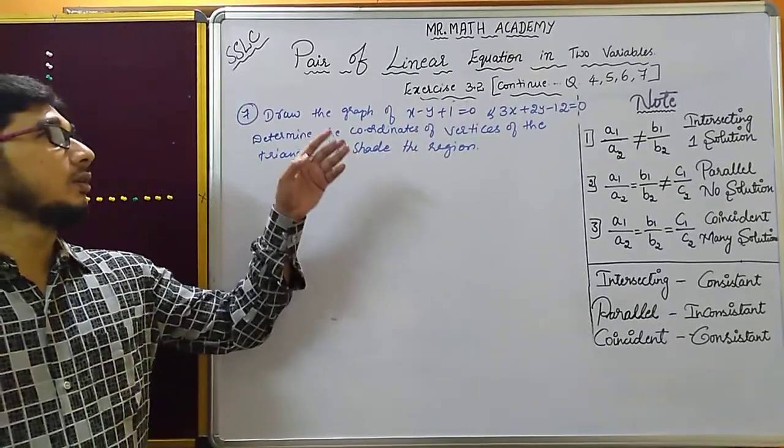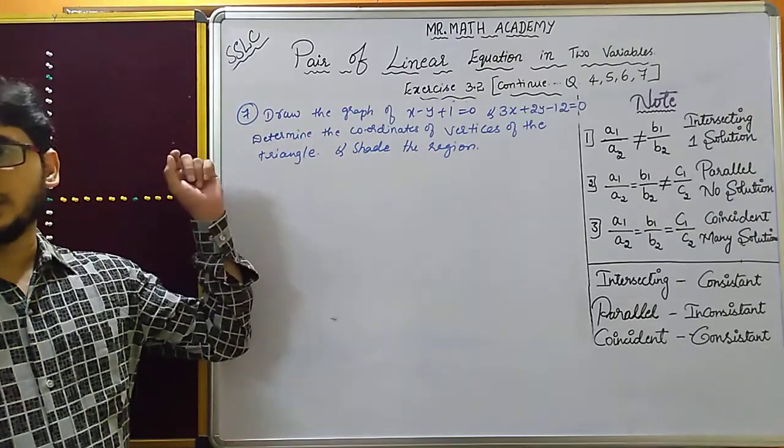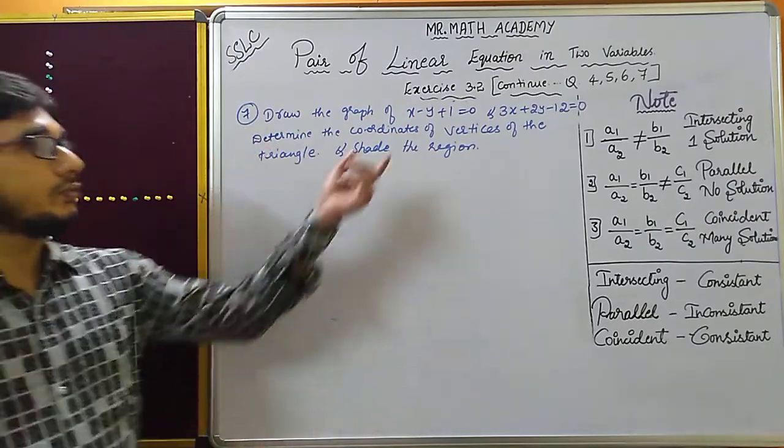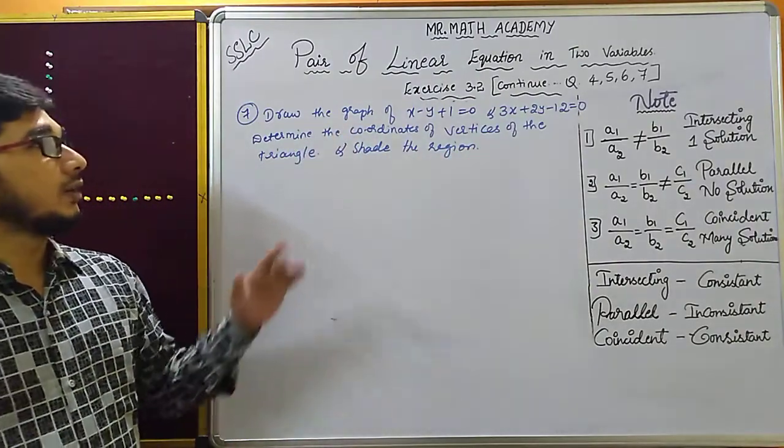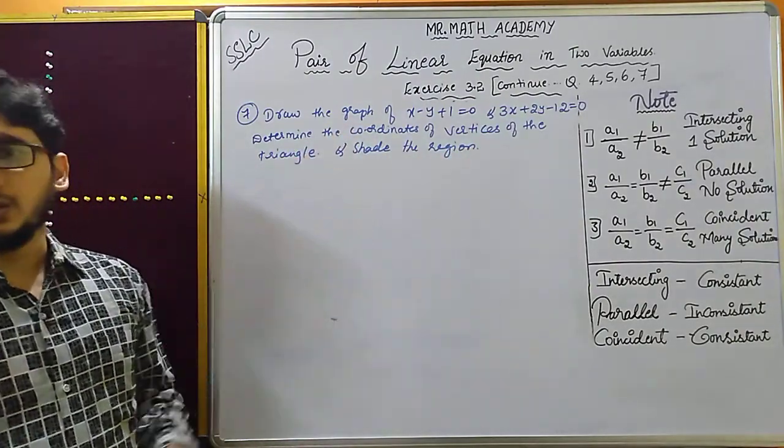Okay students, let us go for question number 7. Draw the graph of these two equations they have given. We have to draw the graph on condition. Then determine the coordinates. Coordinates means what?